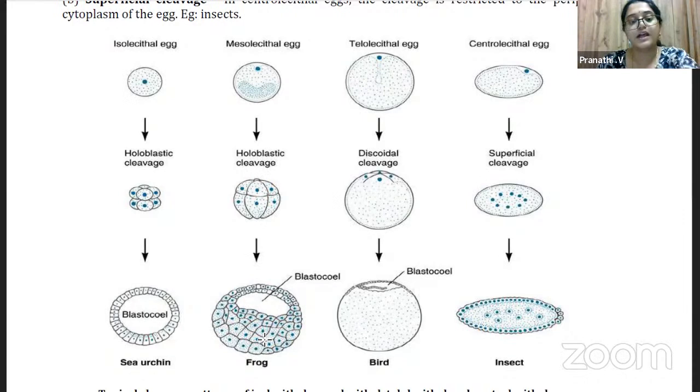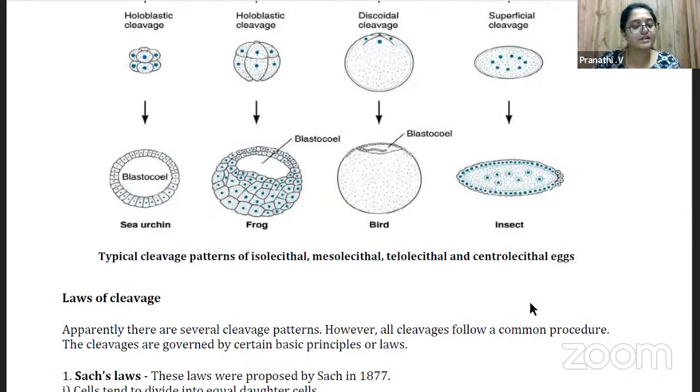Telolecithal egg, you have a discoidal cleavage. And this is how the blastocoel forms, as seen in bird formation. Centrolecithal egg has a superficial cleavage, wherein you have the formation of equally distributed cells. This is seen in the insects. So these are the different kinds of cleavages that are present.